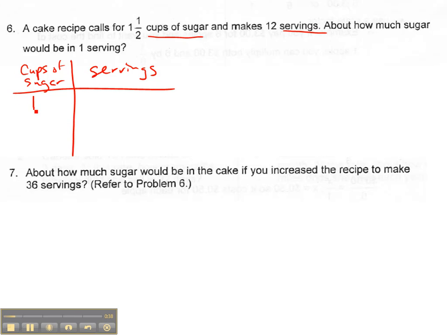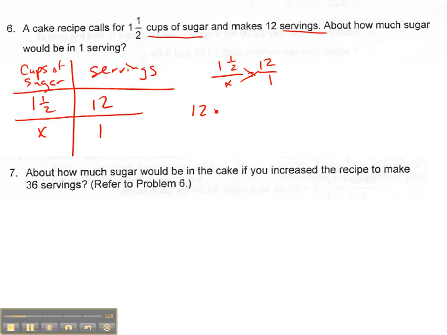So when we have 1 1/2 cups, that makes 12 servings. And what are we trying to find? It says how much sugar would be in one serving. So in one serving, how many cups of sugar would be in one serving? So that's our unknown, that's our x. So if we set up our proportion, 1 1/2 over x equals 12 over 1, then let's write an equation using our cross products.